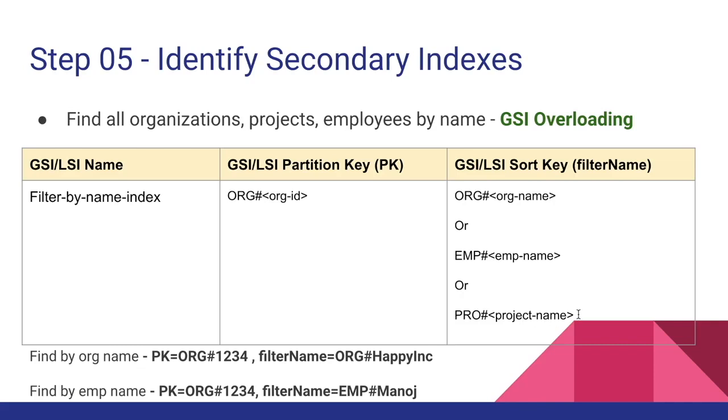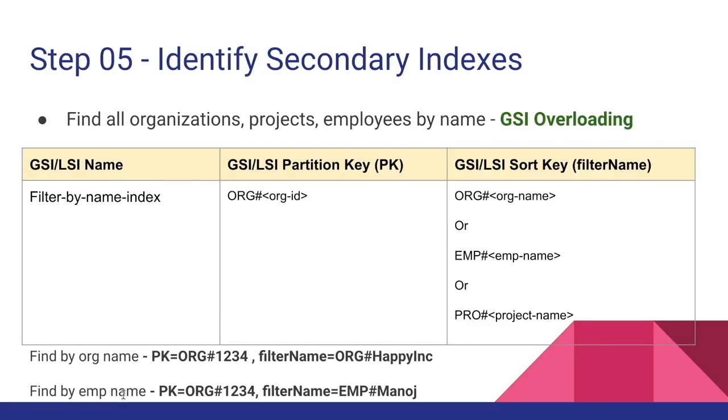So now we can issue queries on our GSI like this. Now if I want to find an organization by its name, what I can say is I'm querying my GSI where its partition key is equal to org hash 1234. Here it matches here. Then the filter name attribute equals org hash happy inc. Let's say the organization name is happy inc. So I don't necessarily have to use the organization ID here, instead the organization name.